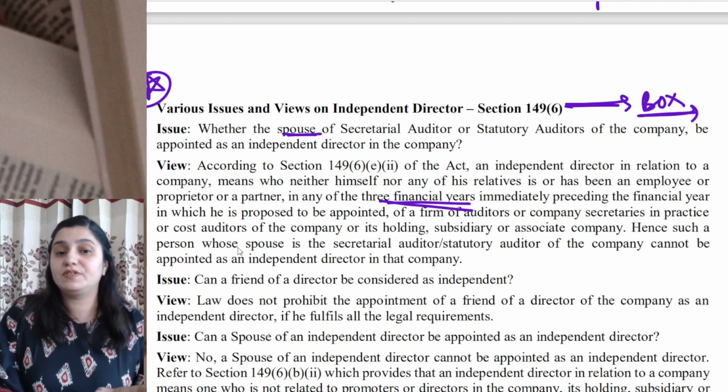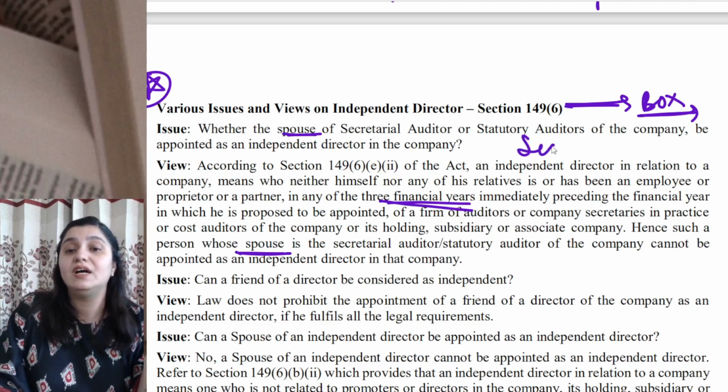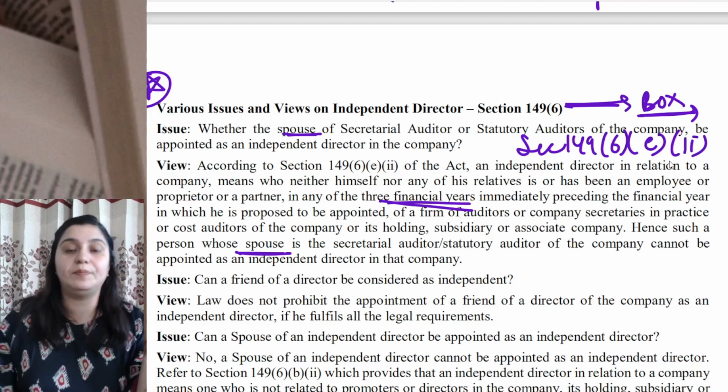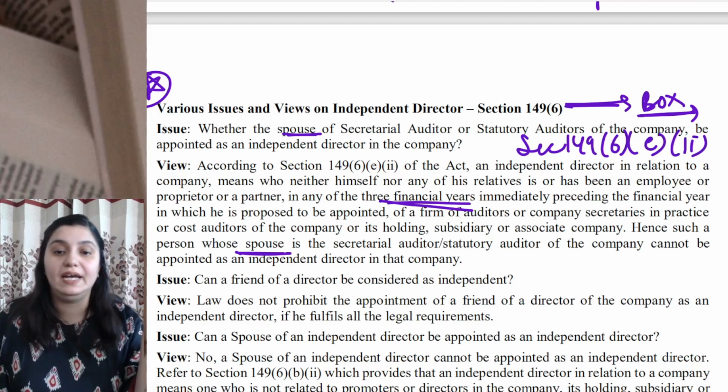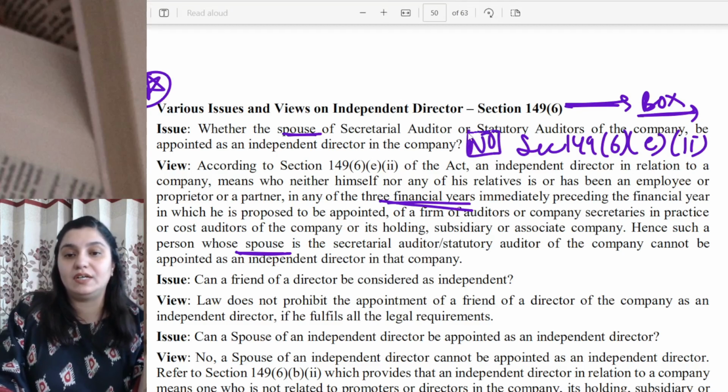Hence, such a person whose spouse is the secretarial auditor cannot be appointed, because now he is related to the auditor, and this is given under section 149(6)(e)(2). So that person cannot be appointed as an independent director. So the answer to this is no. You can mention here like this, right?